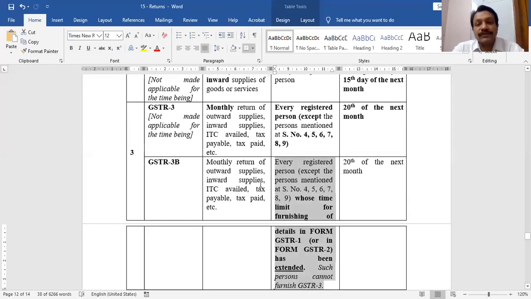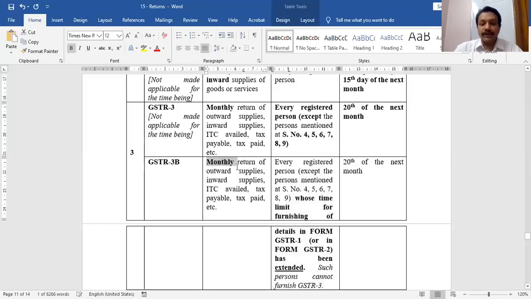Whenever you have an extension given by the government for furnishing GSTR 1 and 2, then you should use GSTR 3B rather than 3. So no person can furnish both these forms, 3 or 3B. Any one form has to be furnished, either 3B or 3. And in almost all the cases, only 3B has been furnished by the people. So till today in India, there is no GSTR 3. So what is the due date of 3B? 20th of next month. That's it. So 3B is also a monthly return of all information. The due date is 20th of next month.